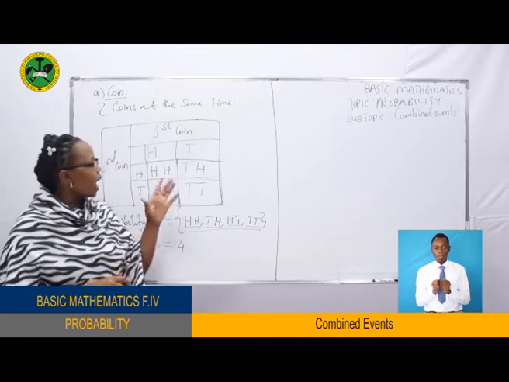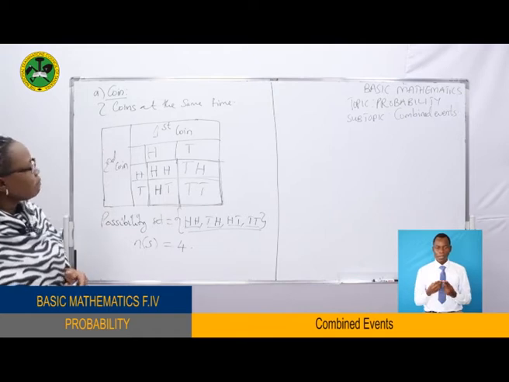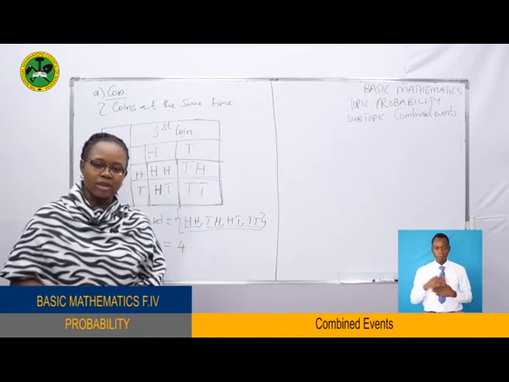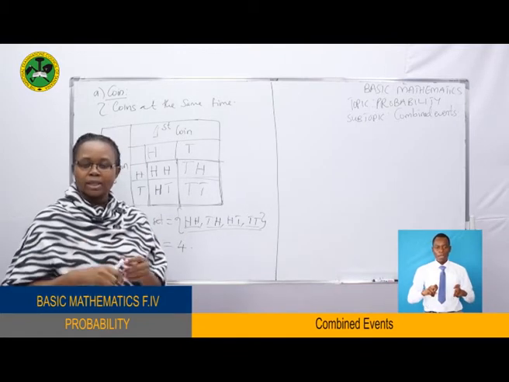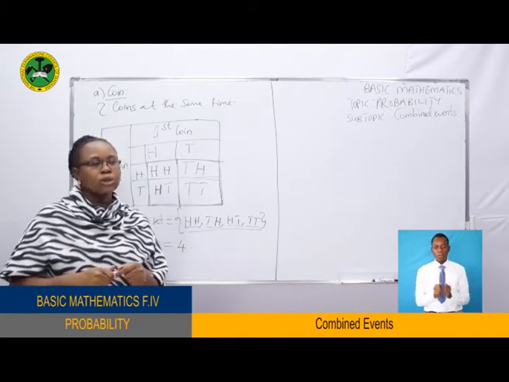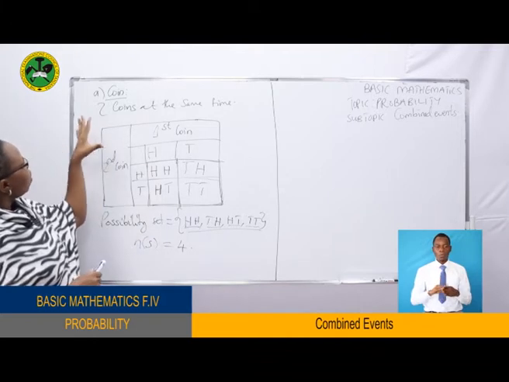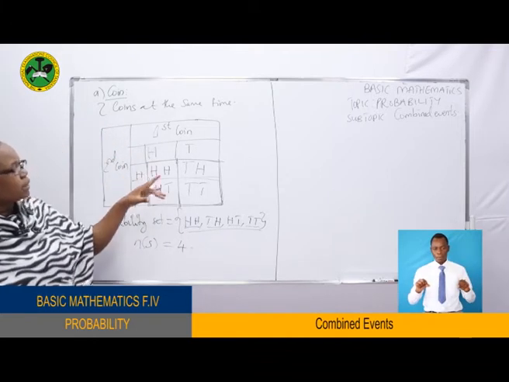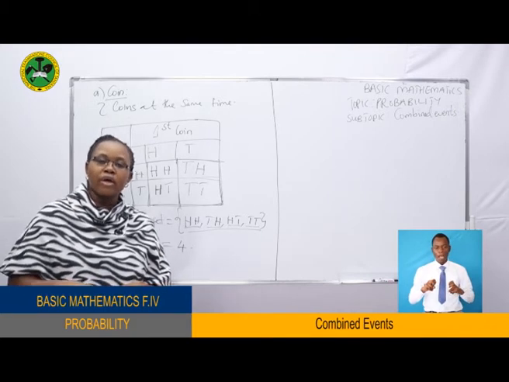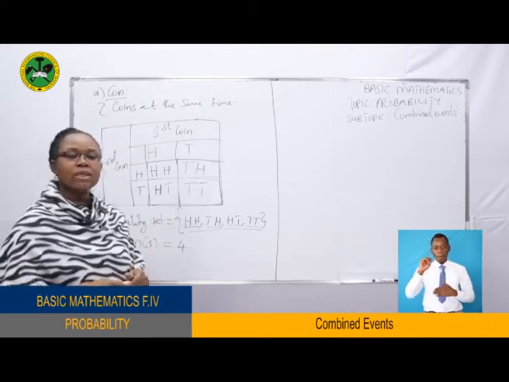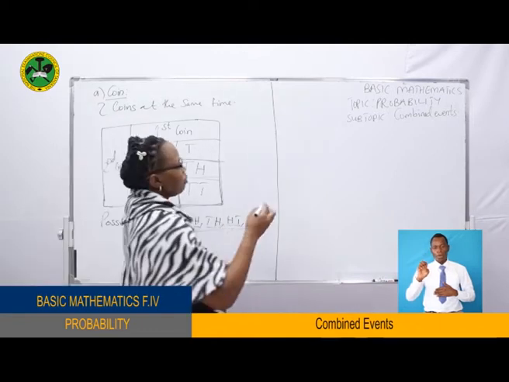So this is how to find the sample space of a combined event when you are given two things at the same time. Also, this is one example of finding sample space by using a table. You can also find the sample space by using a tree diagram.